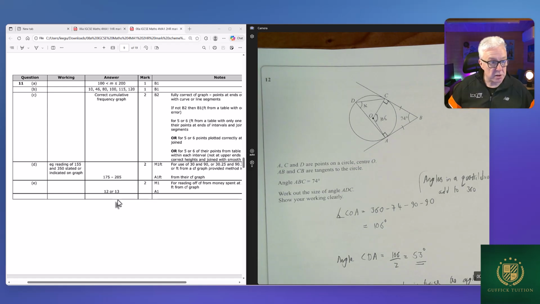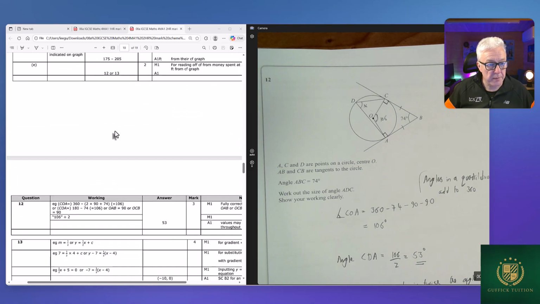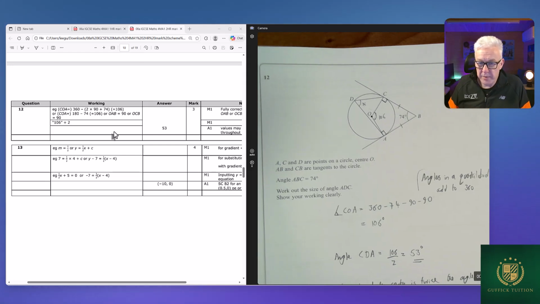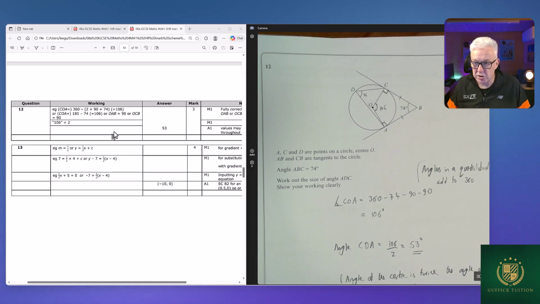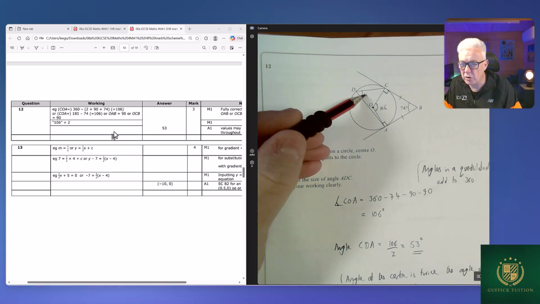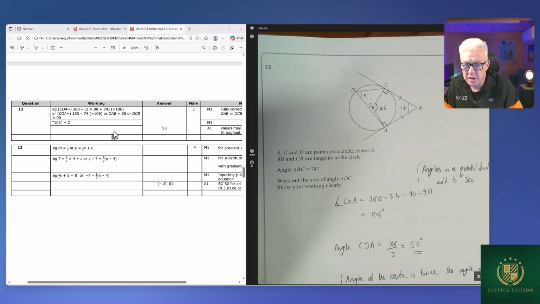Right, next question, question 12, let's have a look at this one. A, C and D are points on a circle with centre O. AB and CB are tangents to the circle. The angle ABC is 74 degrees. Work out the size of the angle ADC, which is this one here that I've called angle ADC. You must show your working clearly.